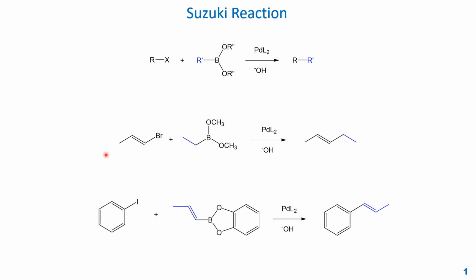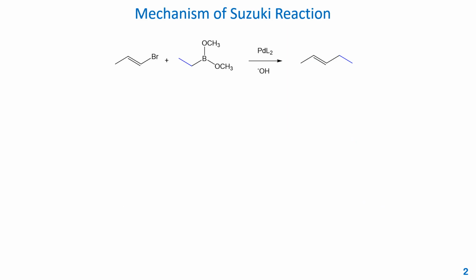Now let's talk about the arrow pushing mechanism. I will use this first reaction as an example. I just copy-pasted the reaction from the last page, and we can see the first step is that the palladium catalyst will do insertion between this carbon and this bromine. So this is the intermediate formed.